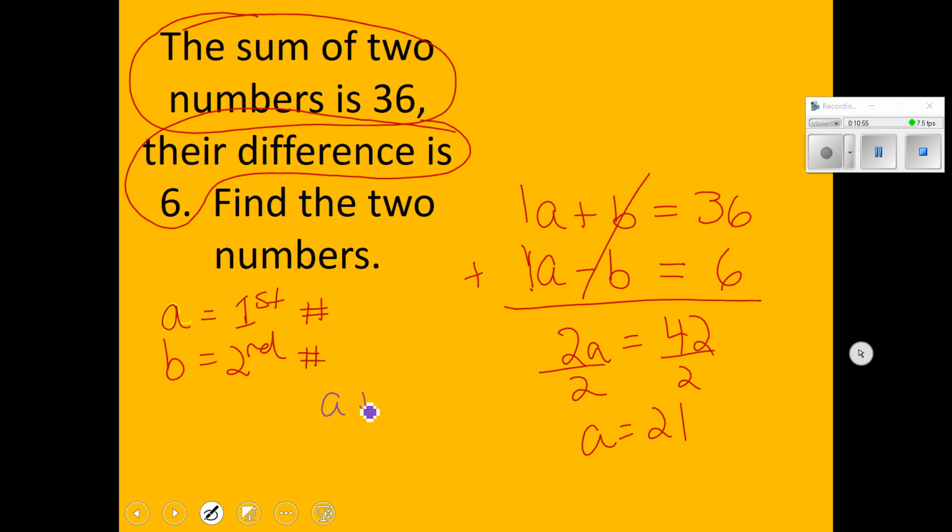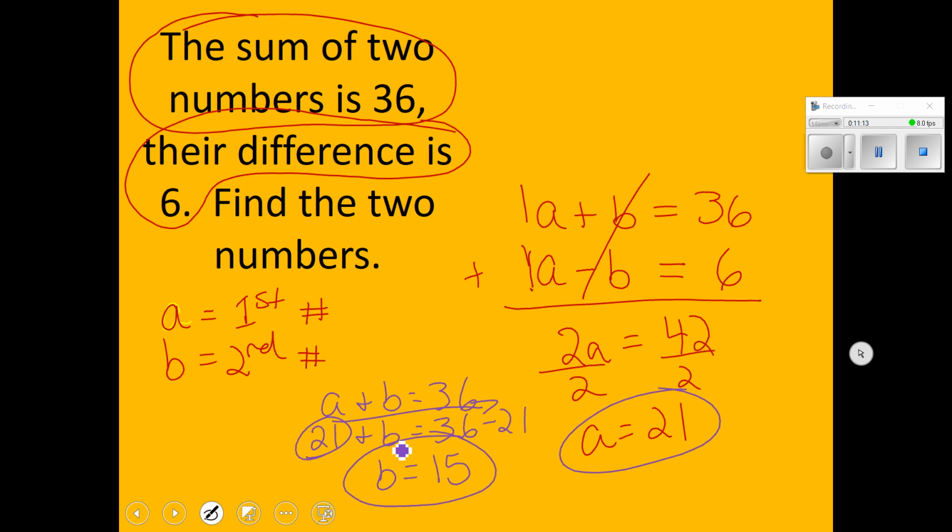So A plus B is equal to 36. So 21 plus B is equal to 36. And if I solve, B is equal to 15. So those are my two numbers, 21 and 15. And make sure your answer makes sense. It says that when you add 21 and 15, the sum is 36. So when you add 21 and 15, that makes sense. That gives you 36. And when you subtract 21 and 15, you get 6.